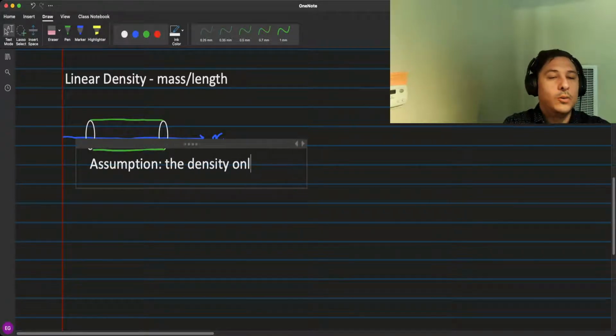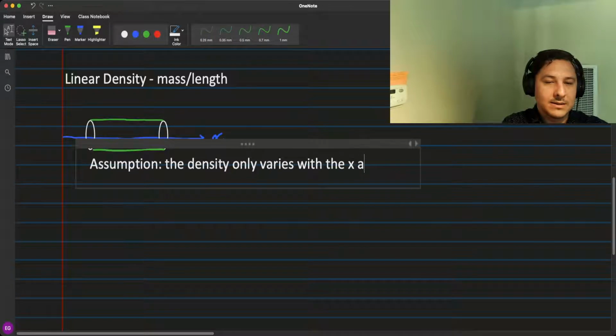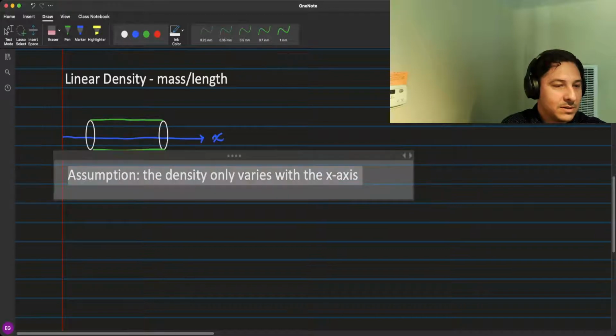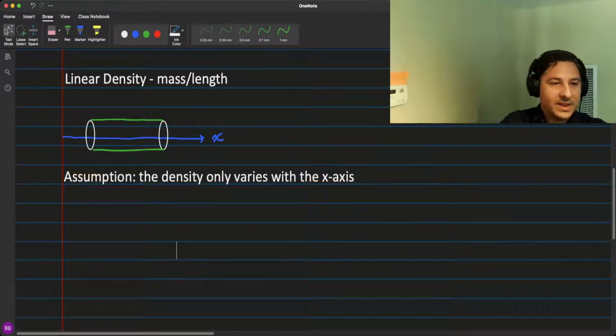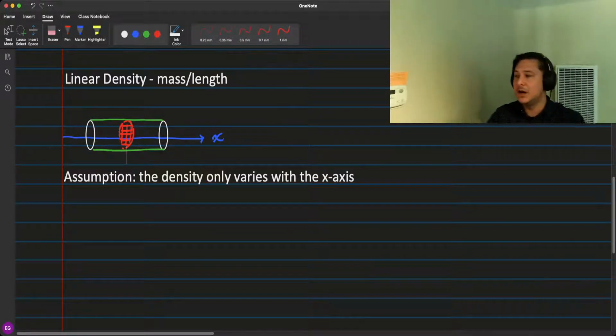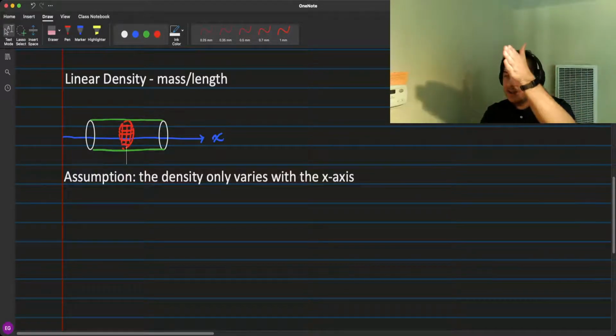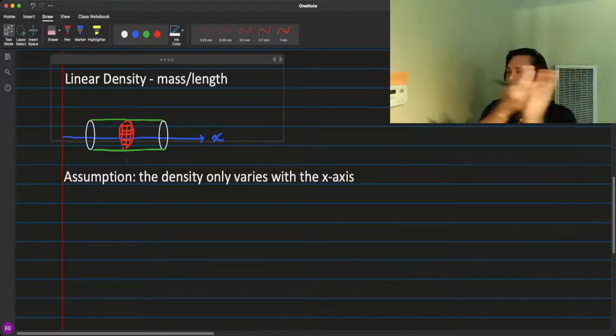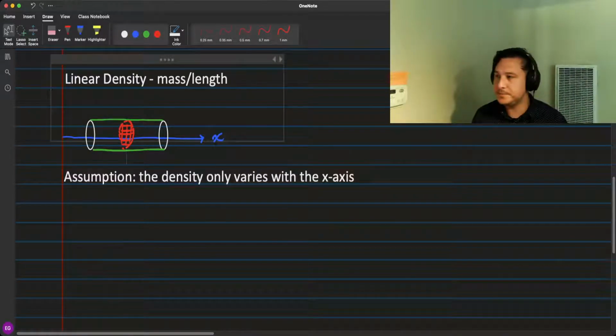The density only varies with the x-axis, which probably never happens in real life, but let's just assume. So the idea would be that if you look at some cross-section of it, like right here, what can you say about the density at all the points in that cross-section? It's constant. Does that make sense? That whole little segment right there has the same density, which will be different than the density somewhere else in the rod. Okay?